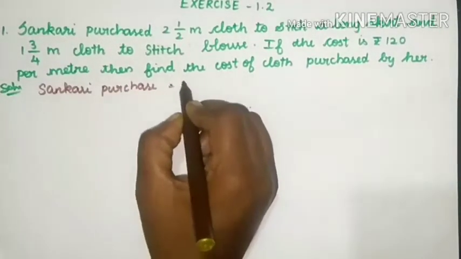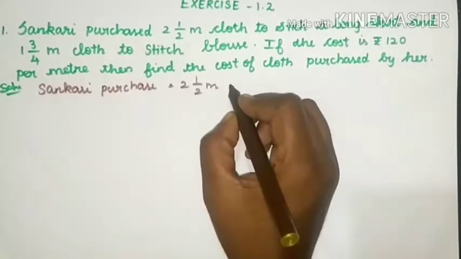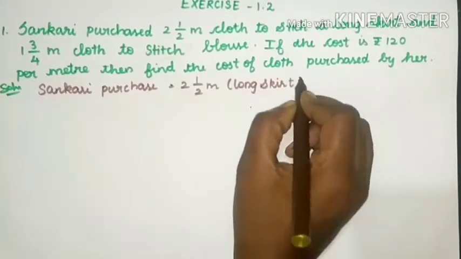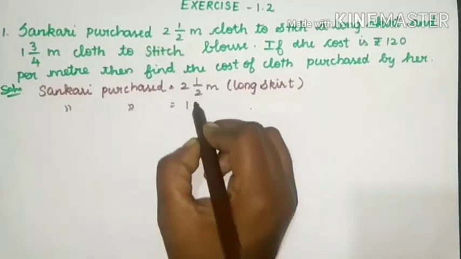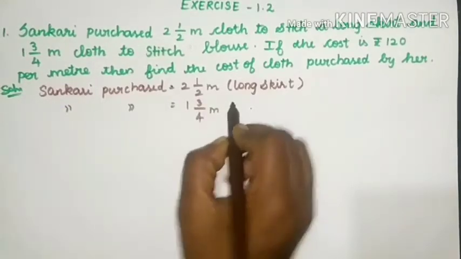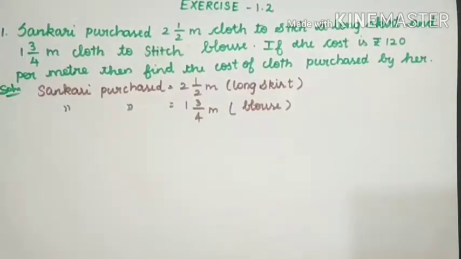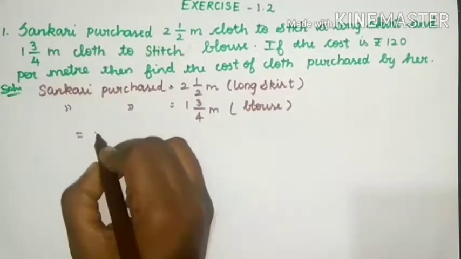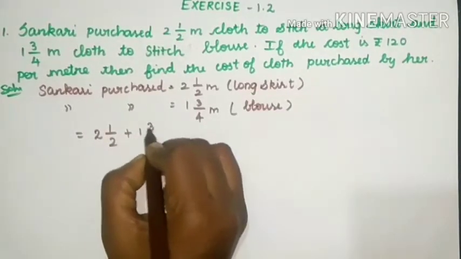Sankari purchased two 1 by 2 meter to stitch a long skirt. It is for the long skirt. And Sankari purchased one 3 by 4 meter for the blouse. To find the total length of the cloth, we have to add the length of the cloth of the long skirt and blouse. To find the total, we have to add 2 1 by 2 plus 1 3 by 4.